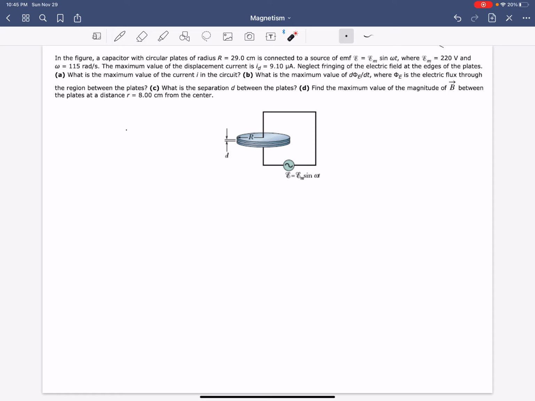The displacement current is really, it is a current. It's a type of current, but it's a current where the electric field magnitude is changing, okay? And that is occurring inside this parallel plate capacitor, right? Specifically on the plates and inside the space between. So in part A, the maximum value of current I, that has to be the same as the displacement current.